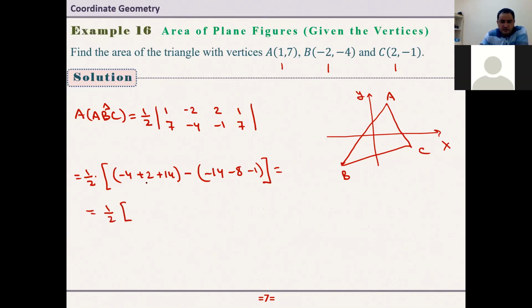Negative 4 plus 2, that is negative 2, plus 14, that is 12. And minus minus is plus, because all these are negative numbers: 14 plus 8, 22, plus 1, that is 23. So that's equal to 35. So the area is 35 over 2 units squared.